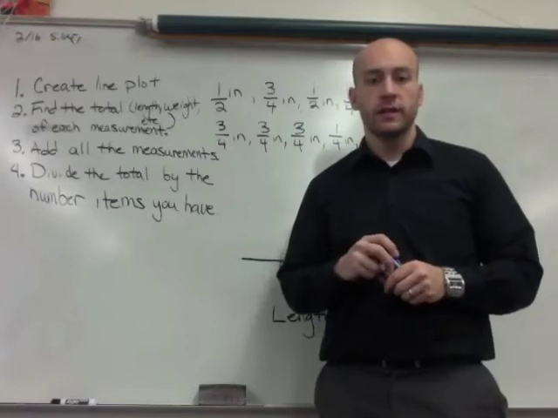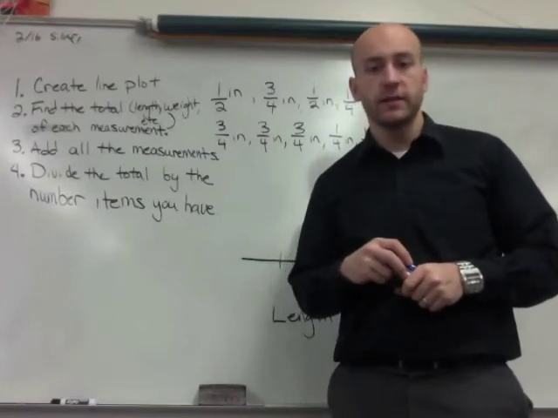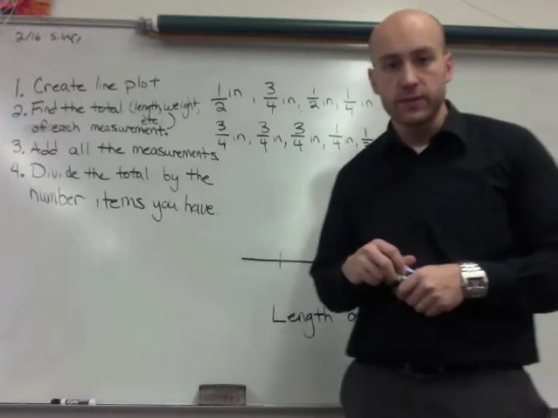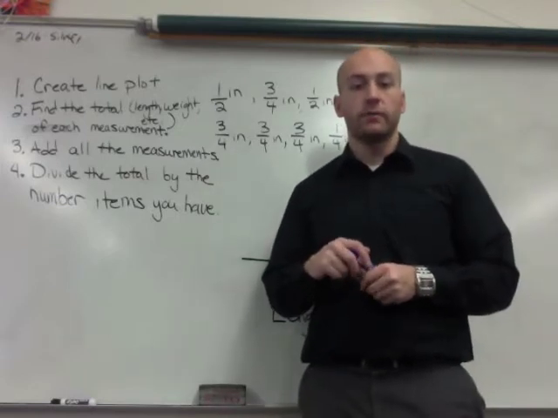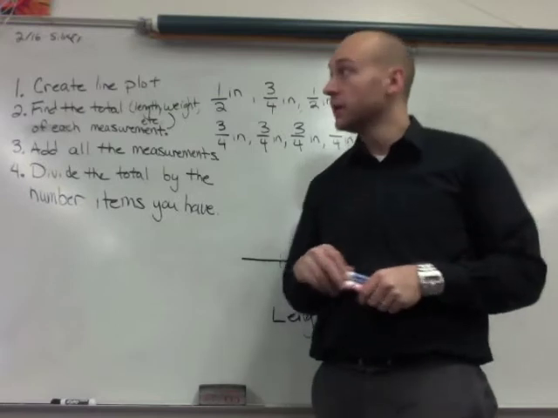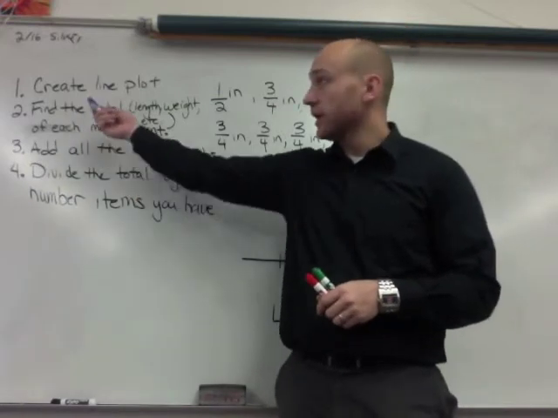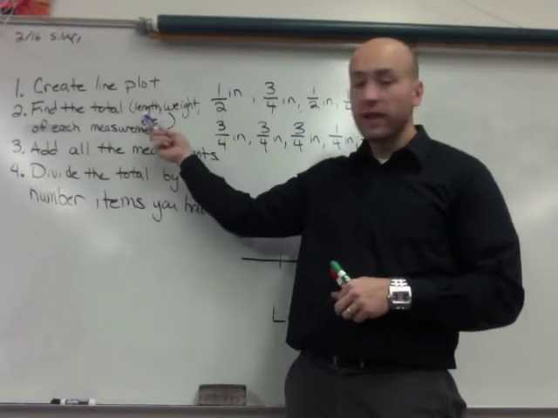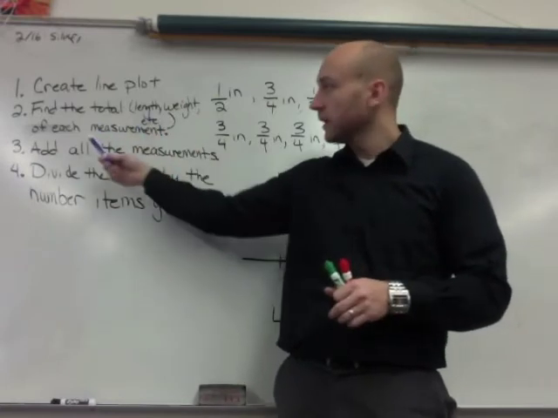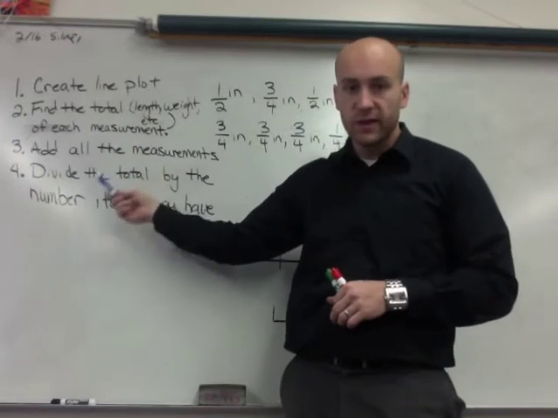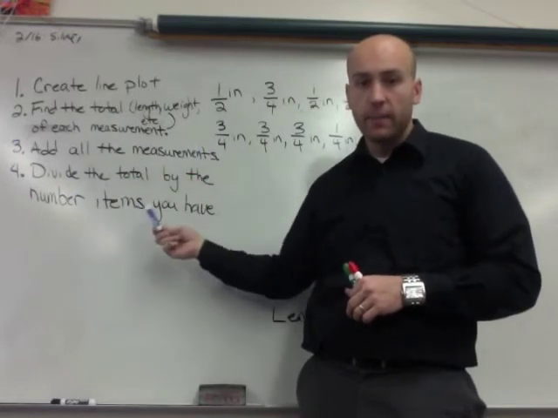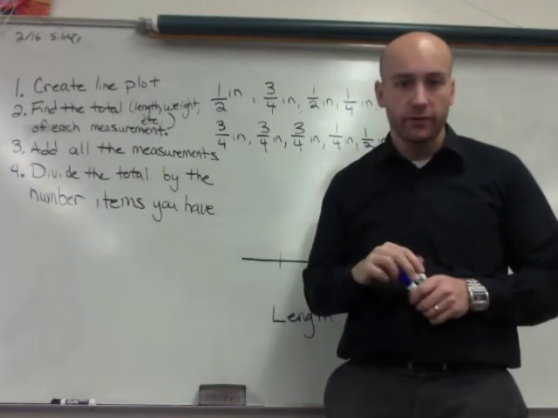Okay, this is for lesson 9.1 where we're creating line plots and then finding the average for a set of data. So here are the 4 steps that we need to follow when we create line plots and find the average. The first thing we need to do is create a line plot, and then we're going to find the total, either length or weight or whatever we're finding, of each measurement. And then we're going to add all the measurements together, and then we're going to divide by the total number of items you have. Okay?